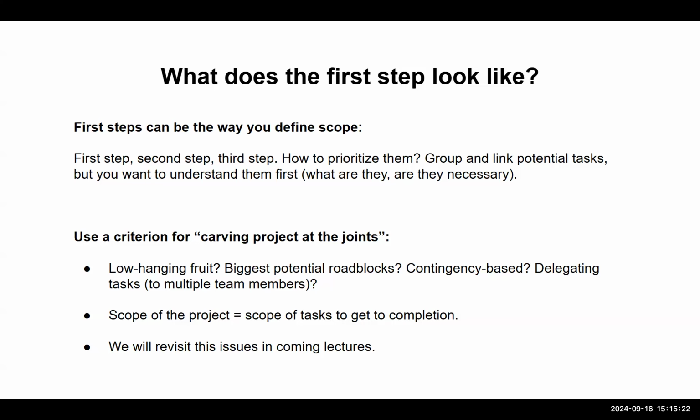The second point here is that the scope of the project equals the scope of the tasks to completion. So you don't want to pick tasks that are too onerous. You also don't want to pick tasks that are really easy, because you don't develop a good sense of what the right-sized item is. We will revisit these issues in coming lectures. The slide I skipped over, I'll probably talk about at the end of next time, or at the beginning. So that's all for today.